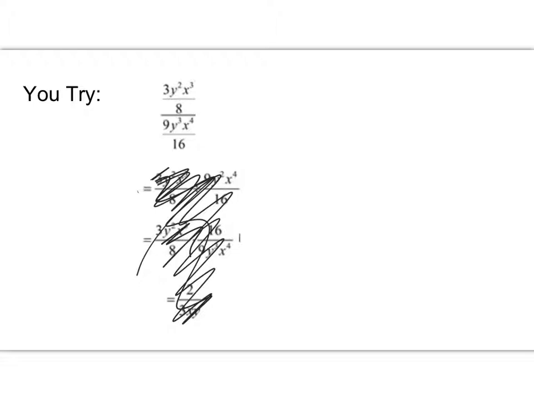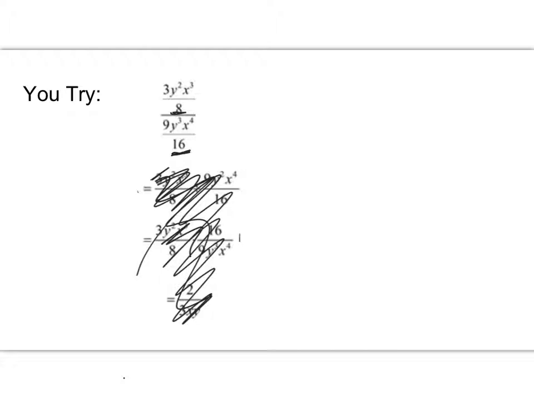Hopefully the first thing you did was realize that there are no restrictions here. There are no restrictions here. There's no variable in the denominators, either denominator. So there's nothing that's going to make this undefined because I have an 8 and a 16, both perfectly acceptable.